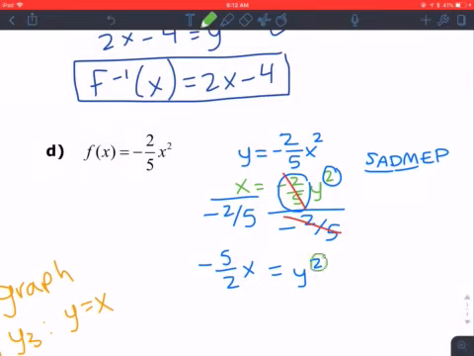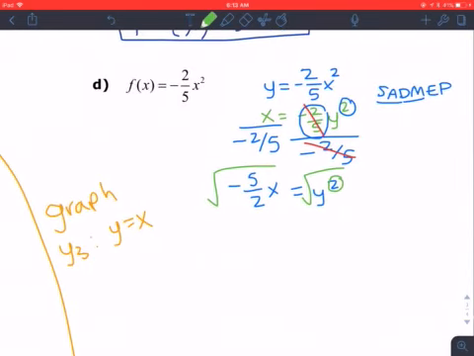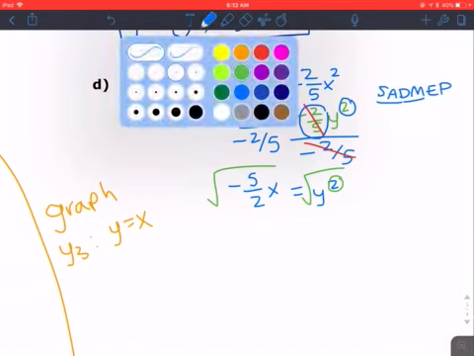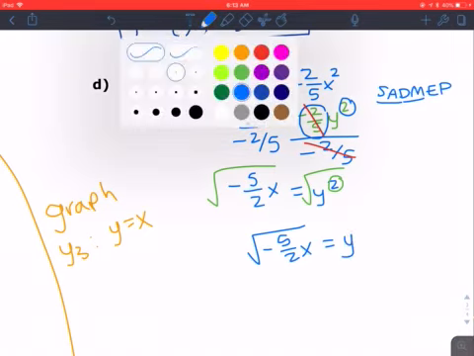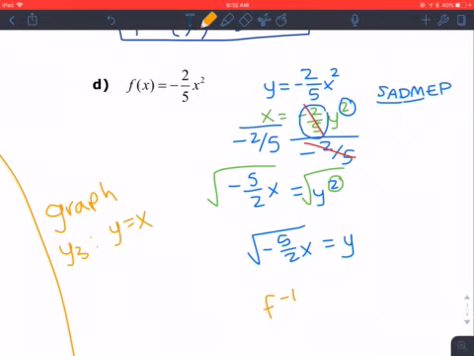Okay, now we need to get rid of the squared, so I need to think what's the inverse of squaring, so that way it'll cancel. And the inverse of squaring is square root. So we're going to square root to get rid of the square. Whatever I do to one side, I have to do to the other side. So we're going to take the square root on both sides. Alright, so we've got the square root of negative 5/2 x equals y. Then we're going to write it in function notation. F to the negative 1 of x equals the square root of negative 5/2 x.